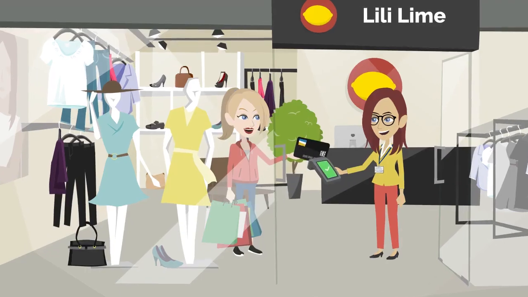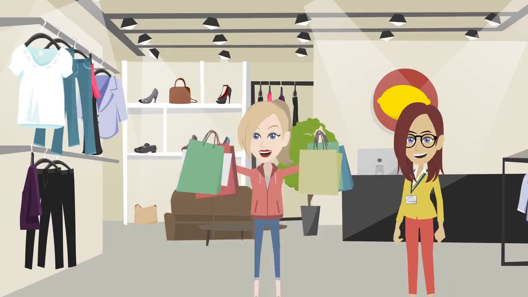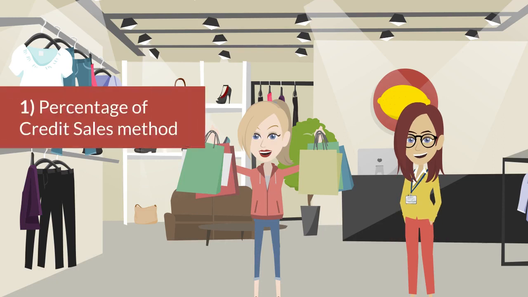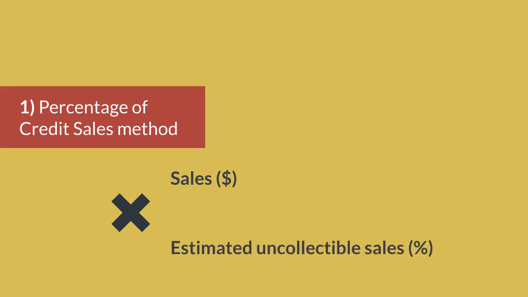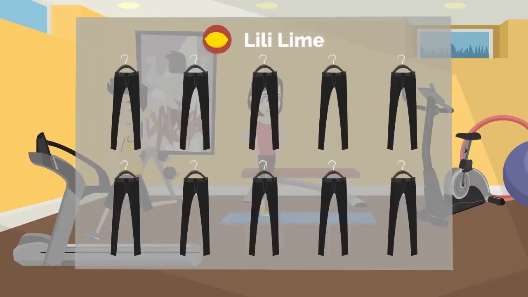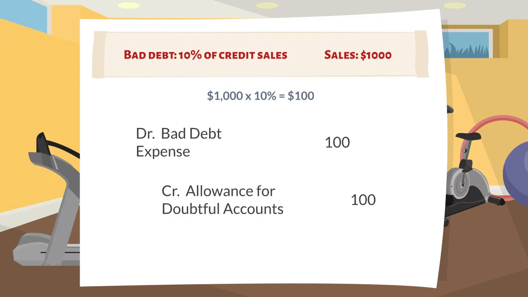Let's now look into how companies actually estimate the bad debt expense for a period. There are two ways to determine the amount of bad debt expense. The first method is the percentage of credit sales method, where we multiply the dollar amount of sales we make on account by an estimated percentage of uncollectible sales. Pretend that Lily Lime sold $1,000 of leggings on account. If we expect 10% of credit sales to be bad debts, then we multiply $1,000 by 10% to get a bad debt expense of $100.